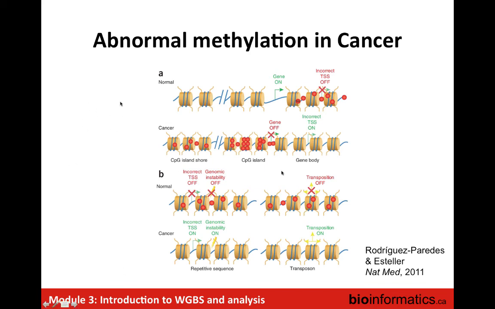Some regions open up in cancer, and it's not just expression. You might actually have genomic instability that's associated with that. So again, this is also on repetitive sequences in this case. But the bottom line is that being able to compare the normal state of methylation with the abnormal state that in some cases happens in cancer is one of the things that we want to be able to do, and why we're doing these assays.